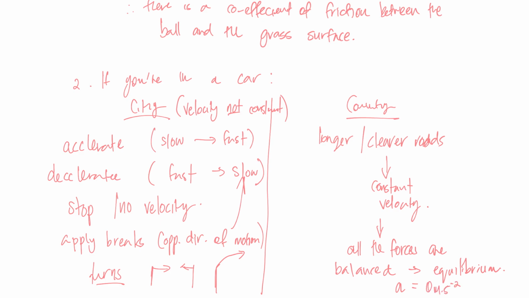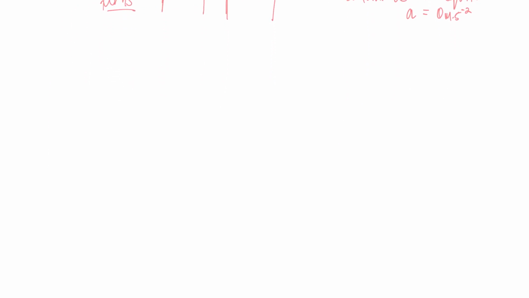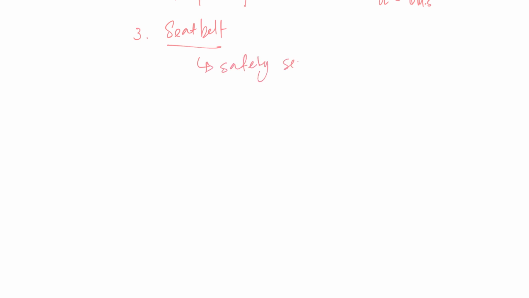So if you're in a car, you can have two different types of situations. One of the more life-threatening ones that we deal with in physical science is the seatbelt. And I'm sure you've done this one before. Now, seatbelts provide a safety service, and the purpose is to slow you down.